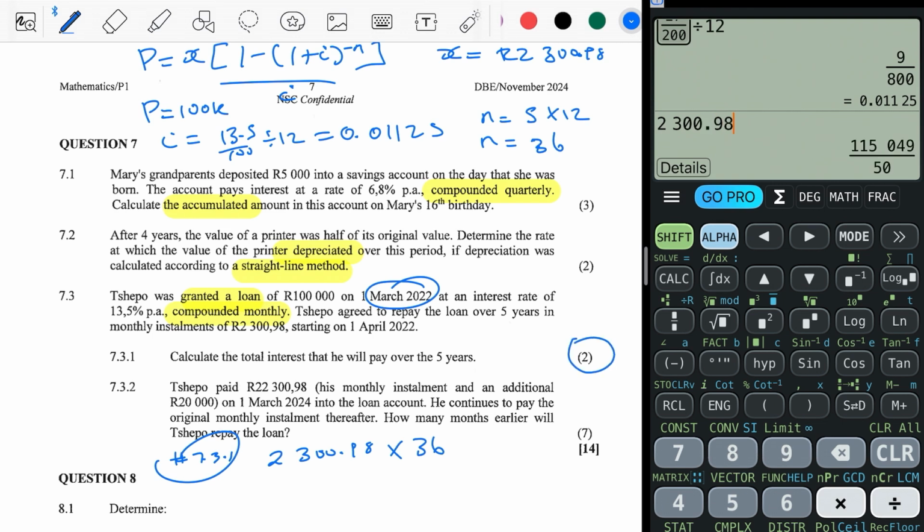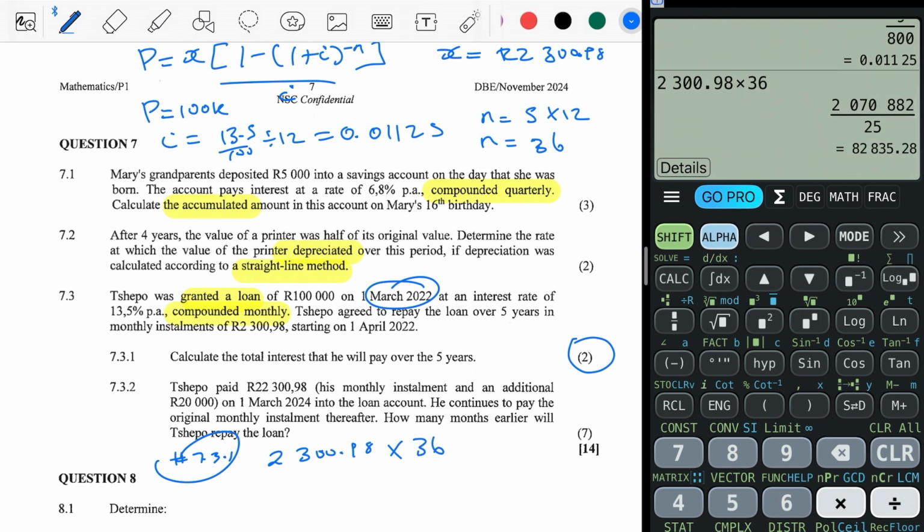2,300.98. Remember, this is 2 marks, so it's very easy. The question says calculate the total interest that he has paid over 5 years. So the loan is 100,000, but every month he pays 2,300.98. We need to find the difference between how much he's been paying over the months to get how much was that interest. So 2,300.98 times 12, 12 times 36, because it's been paying 2,300.98 for 36 months.